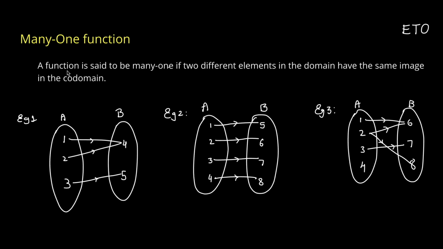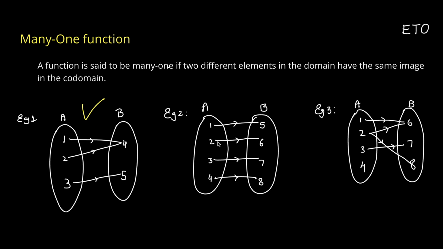Many-one function. A function is said to be many-one if two different elements in the domain have the same image in the codomain. Let's solve some examples to understand this. Set A represents domain and set B represents codomain. Elements 1 and 2 have the same image. So this is a many-to-one function.